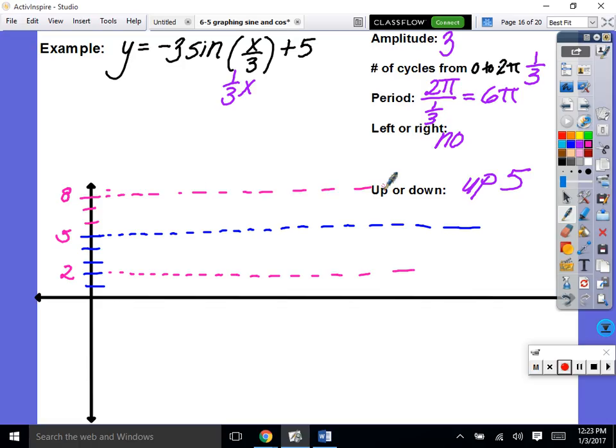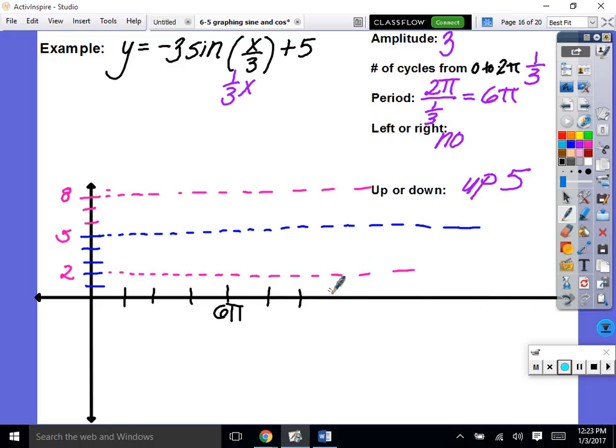Okay, now we'll put in our x-axis. So there's no shift left and right. Luckily, these are the easiest ones with no shift left or right. So we're drawing in 2 cycles. 1, 2, 3, 4. So that'll be what? 6 pi.